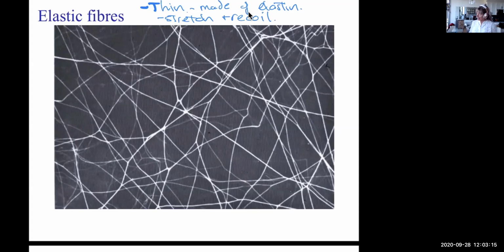So they give your skin the ability to stretch, your lungs, when you're breathing in and out, your lungs stretch, and your arteries as well. They're able to stretch and then recoil, go back to their original shape. Elastic fibers.